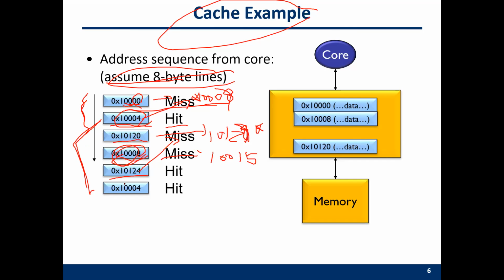The spatial locality means if we access this one, then in the future it's very likely for us to access its neighbors, which is exactly this one. The temporal locality means if I access this address, in a very short time later I will access the same address too. So in this way, the miss ratio is 50% because we have 6 accesses, 3 of them are hits and 3 of them are misses.